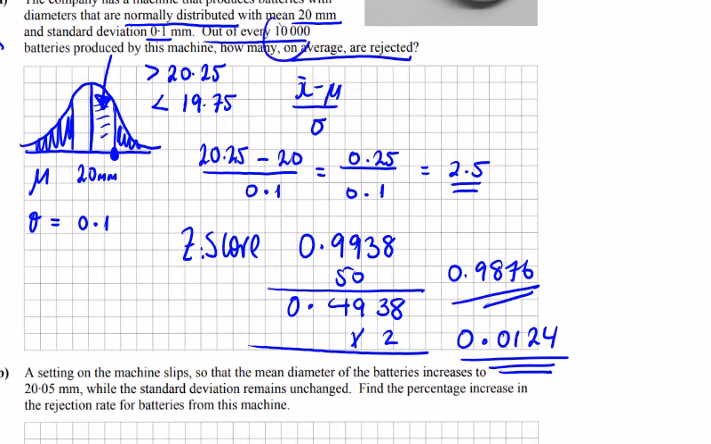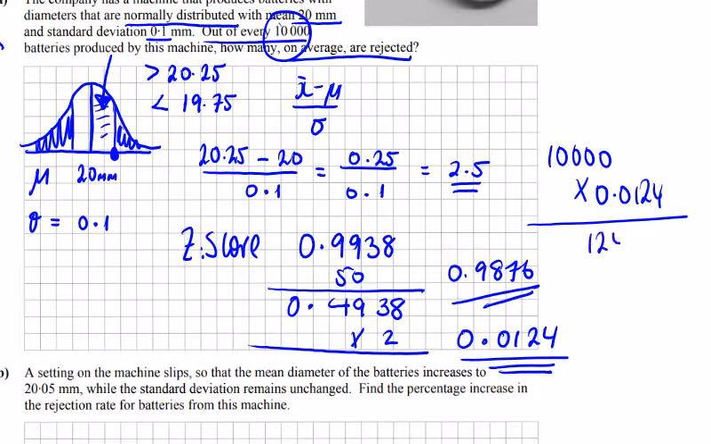Now we're asked out of every 10,000, so 10,000 by 0.0124 is going to give me 124 rejects. Not too bad.